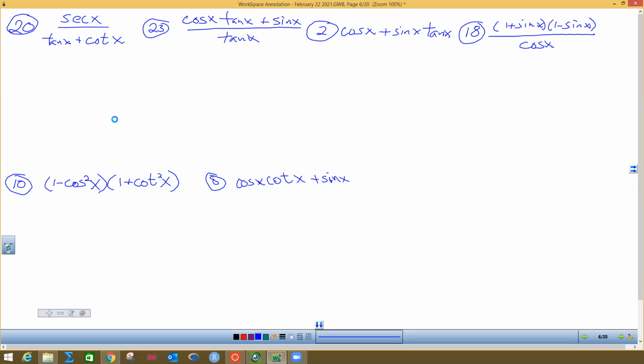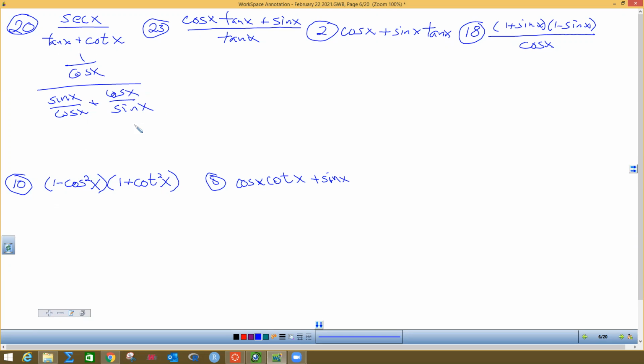What is the first thing we want to do with everything if we can? Sine and cosine. So secant, I know, equals 1 over cosine x. That's a reciprocal. Tangent is sine over cosine x. Cotangent is cosine x over sine x.